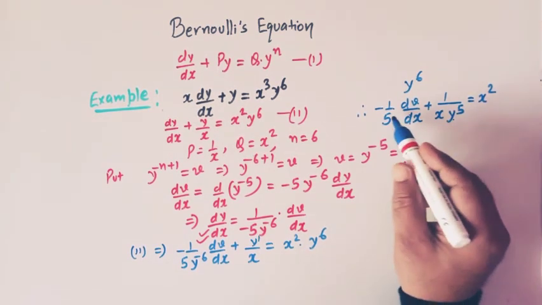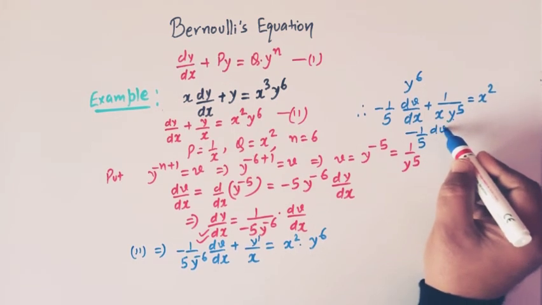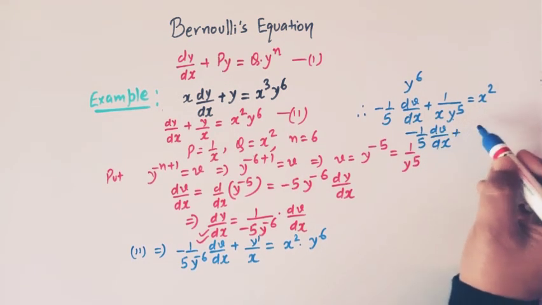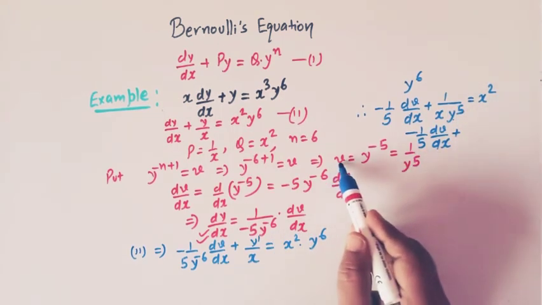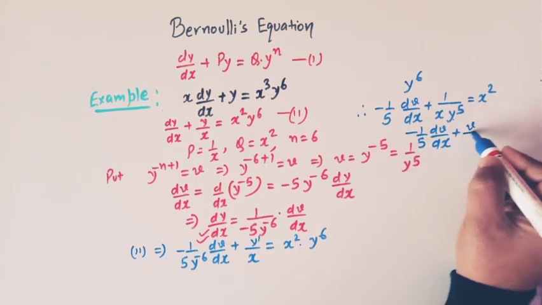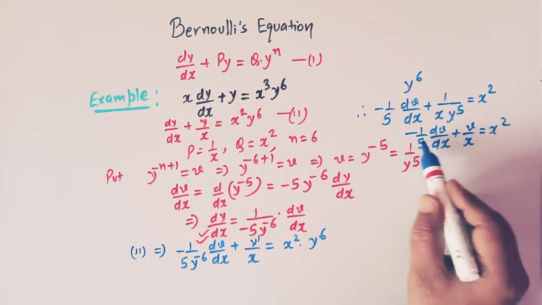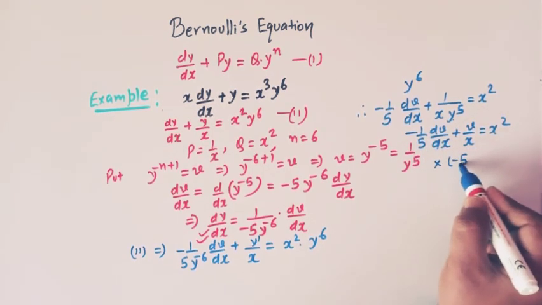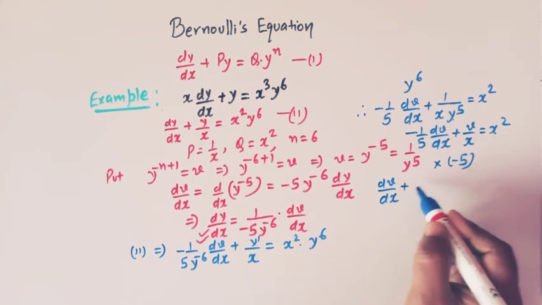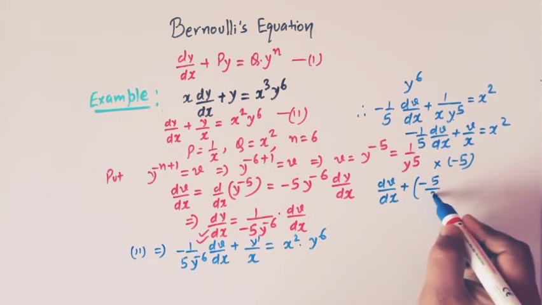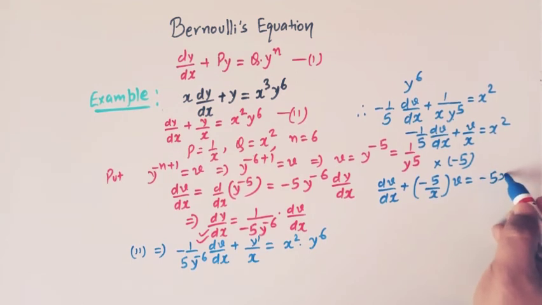So now this equation can be written as minus 1 over 5 dv over dx plus 1 over y raised to 5. 1 over y raised to 5 can be written as v, so we have v over x is equal to x square. Now multiplying throughout by minus 5, we get dv over dx plus minus 5 over x times v is equal to minus 5x square.